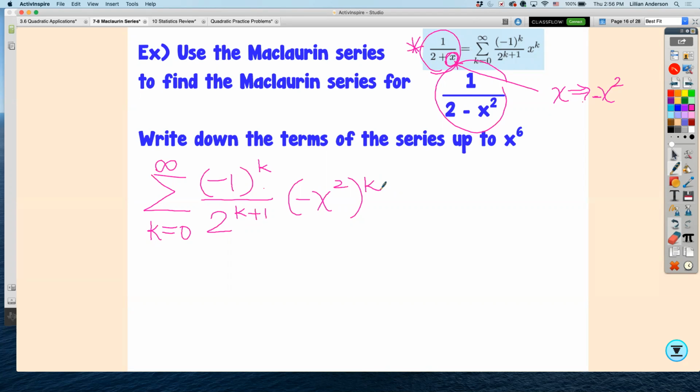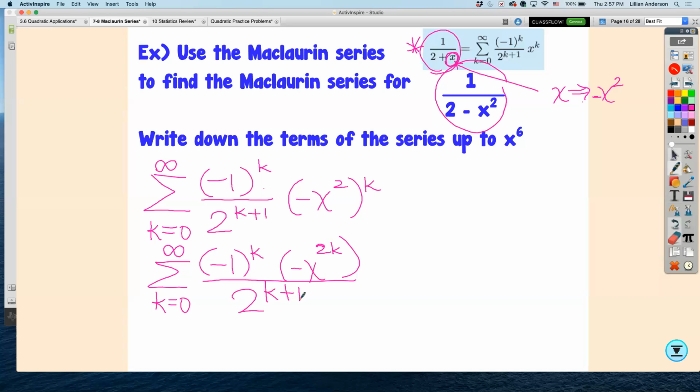So when we do this, this becomes the sum when k equals 0 to infinity of -1 to the k power, this essentially becomes negative power to a power, multiply. All right, and this can actually be simplified down even more because this is the same thing as saying -1 times x to the 2k.